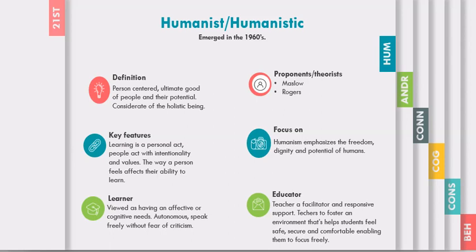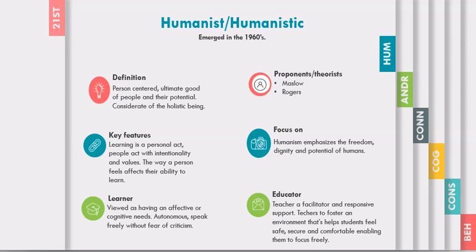Key features include learning being a personal act, that people are acting with intentions and values, and that the way the person feels affects their ability to learn. So if they're not in a good space, we first need to deal with how they're feeling, and then we can move on to learning. We cannot supersede the experience of the moment and of the time. The learner is viewed as having an affective or cognitive need, so they have a need to feel a certain way or a need to experience the world in a certain way, and they need to learn things that are suited to their ability and suited to their interest, importantly.